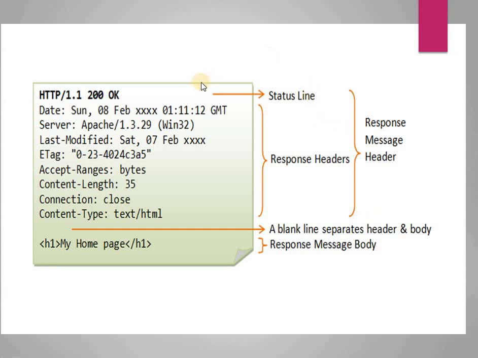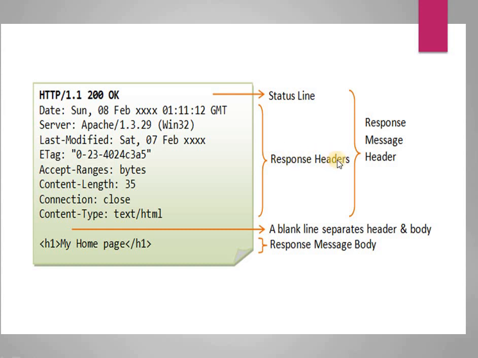So this one over here is the status line. In the status line there are two parts. First one is the HTTP protocol version, which you should know. After that there is a code, I think 200. Now this is a code, and every code has a specific meaning. We will get to know it in just a couple of minutes.